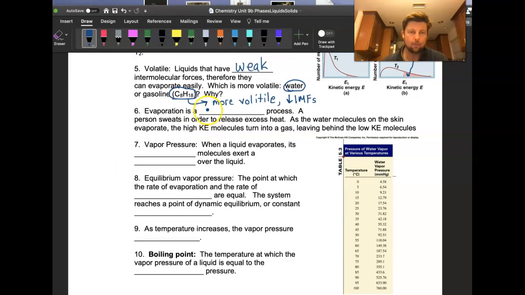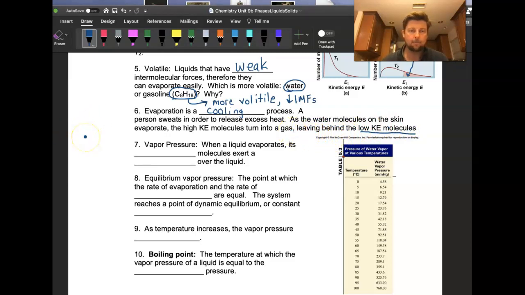Evaporation is a cooling process. Anytime you've gone for a run and started sweating, when that sweat evaporates, it's actually taking heat away from your body, and the evaporation process is allowing you to get cooler. As the water molecules on the skin evaporate, the high kinetic energy molecules turn into gas, leaving behind the cooler, low kinetic energy molecules.